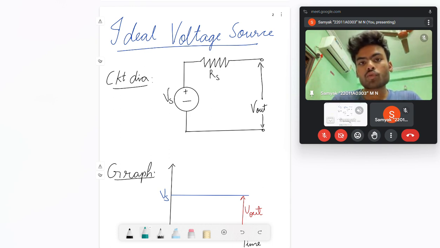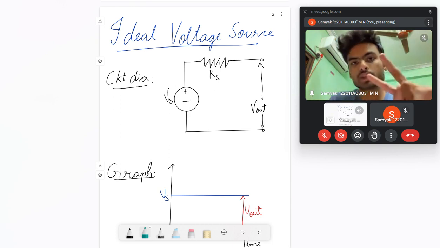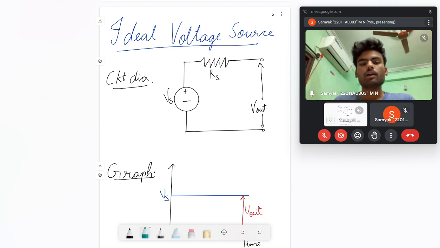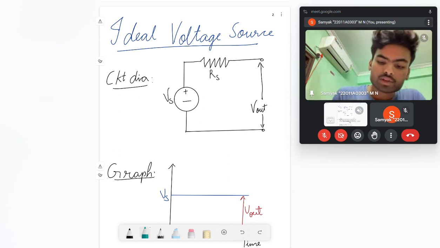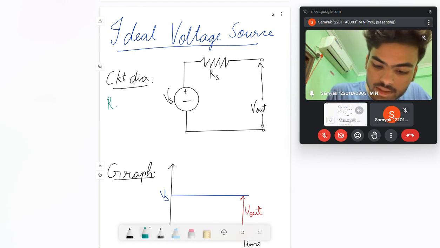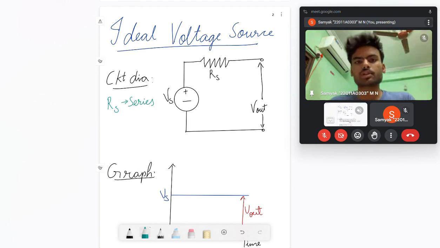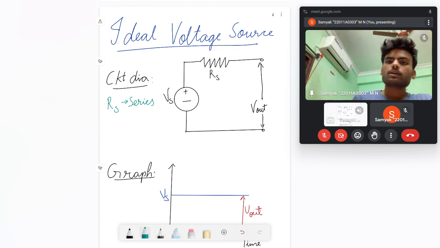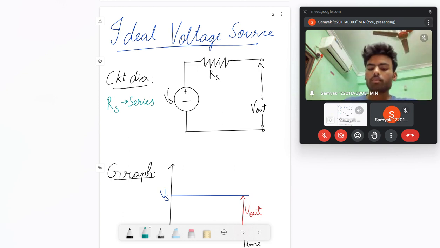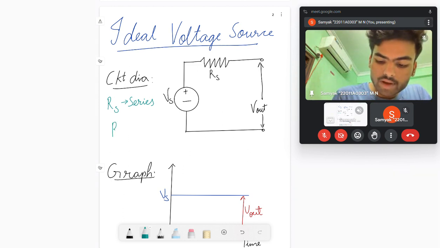Whenever we talk about voltage sources, there are two things that we need to keep in mind. The first one is that the source resistance is always present in series connection for voltage sources. Second thing that we need to remember is that the value of source resistance in an ideal source is always zero.